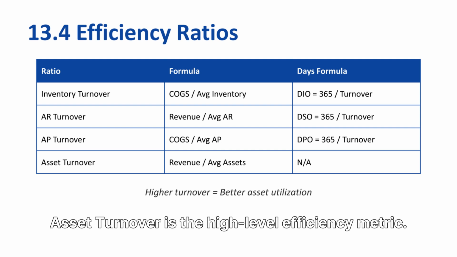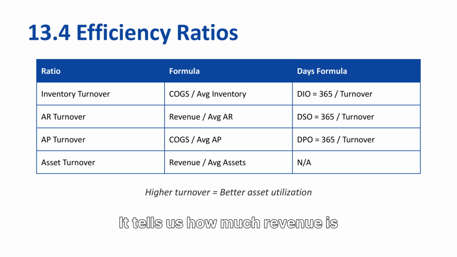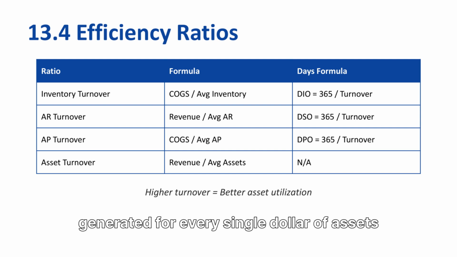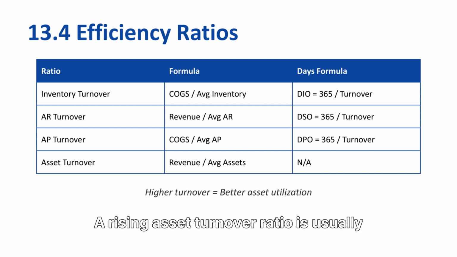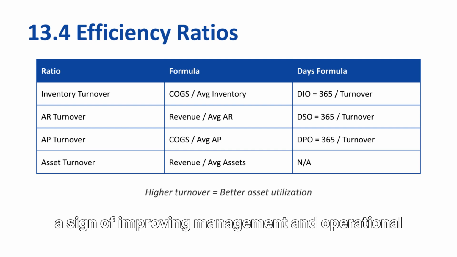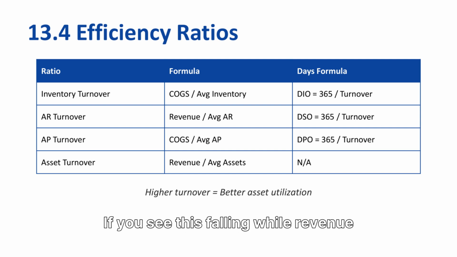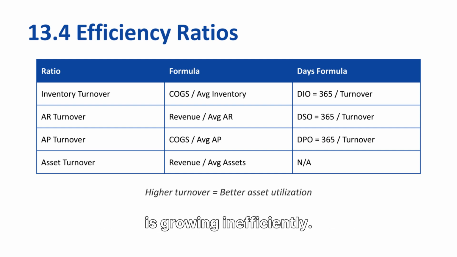Asset turnover is the high-level efficiency metric. It tells us how much revenue is generated for every single dollar of assets on the balance sheet. A rising asset turnover ratio is usually a sign of improving management and operational strength. If you see this falling while revenue is rising, it might mean the company is growing inefficiently.